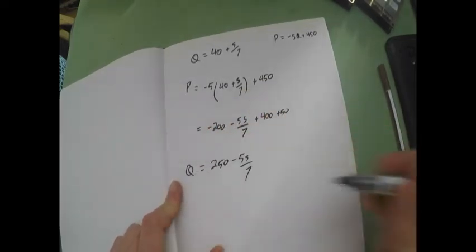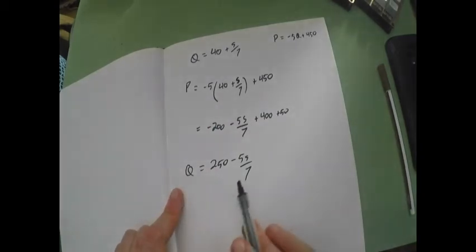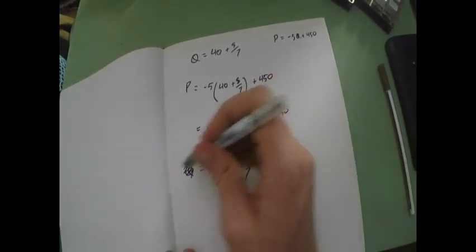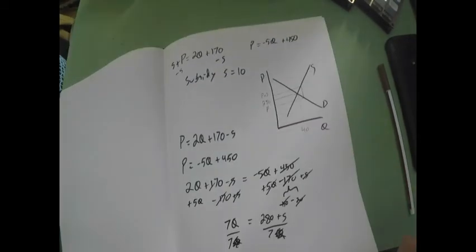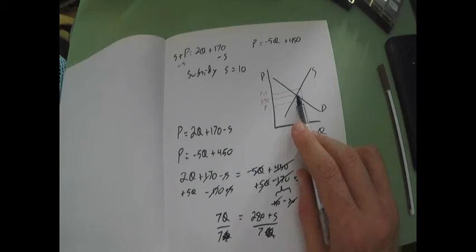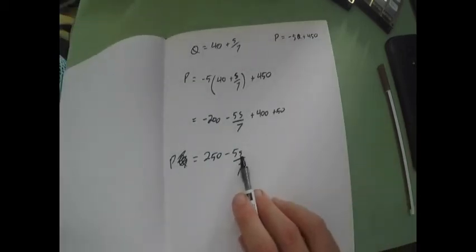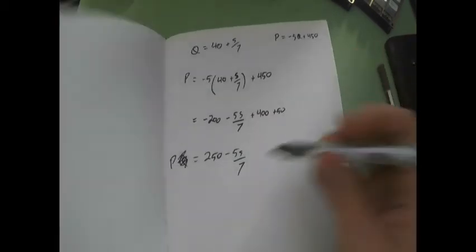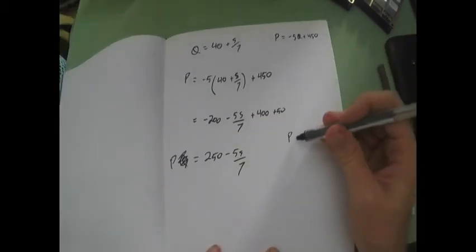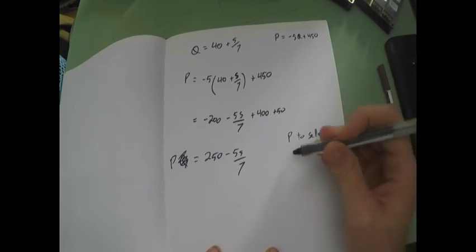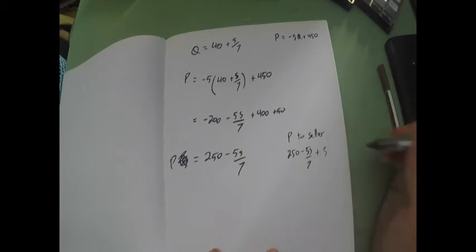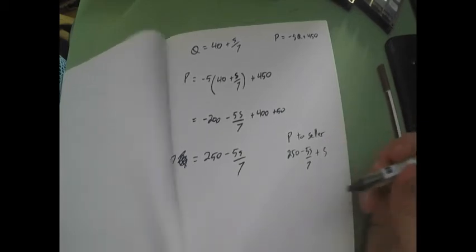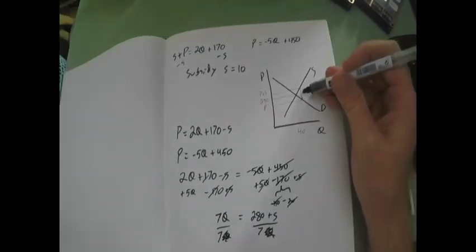Cool. So now this is quantity as a function of, sorry, not quantity, price. This is price as a function of the subsidy. So with a subsidy of 0, we get 250. And as we increase our subsidy, we're going to be lowering the price because we're pushing down the demand curve. The price that the sellers get is going to be $10 higher than this. So price to seller is going to be 250 minus 5S over 7 plus S. Right? We're just going to bump straight up from here by S.